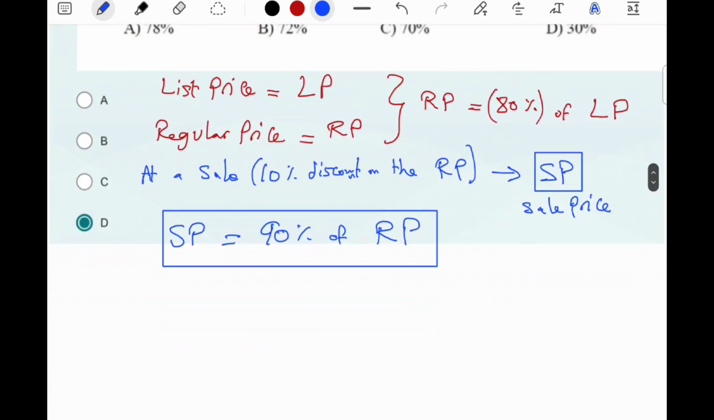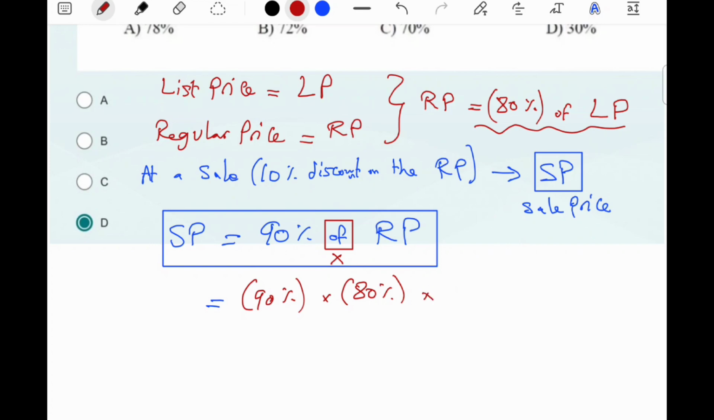regular price. Now remember that in mathematics, the word of means multiplication, and therefore this is 90% of, multiplied by RP, the regular price, but the regular price is 80% of LP, and of is multiplication, so this is also multiplication, times the list price. Now we know that 90% is 90 over 100 multiplied by 80 over 100 multiplied by LP.